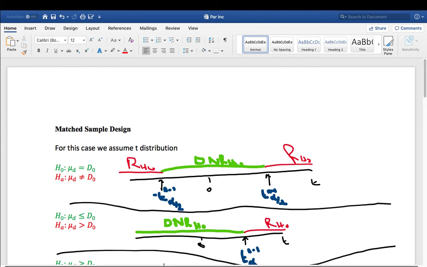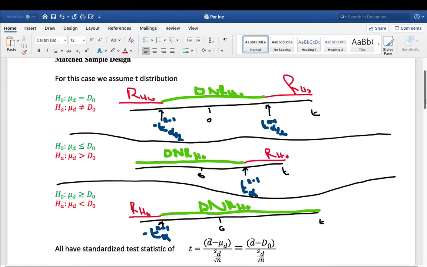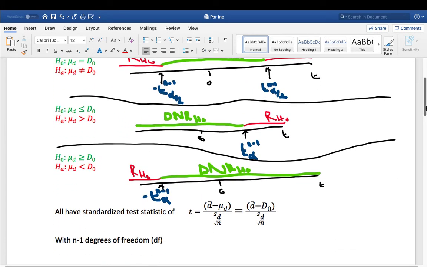So here we're actually going to do an example of the matched pairs. Before we look at that example, let me just show you what we're looking at in the previous video. Just down here, I've added in that the mean difference that comes from H0 is just D0. So these are the equivalent formulas.